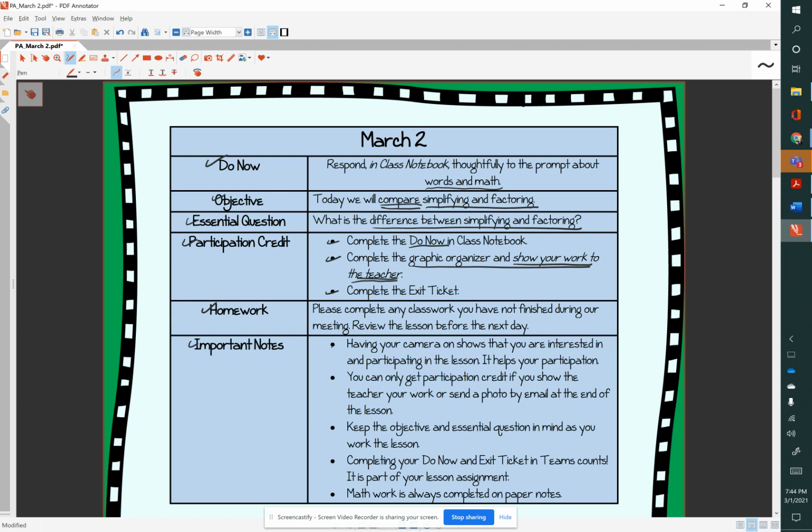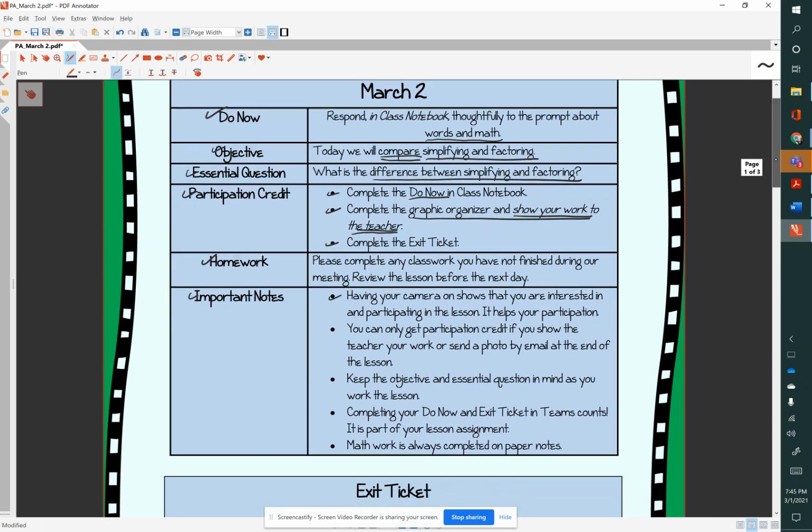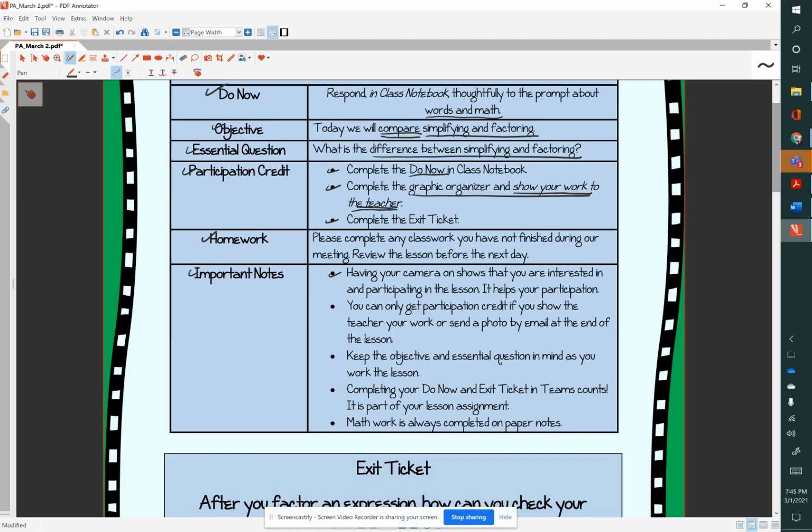Remember, important notes, having your camera on is always a good thing. It shows you're interested. It lets me know you're there. It helps with your participation. You can only get participation credit if you show me your work. You have to do that. If you have an issue with your camera on your computer, you can send a photo by email right at the end of the lesson.